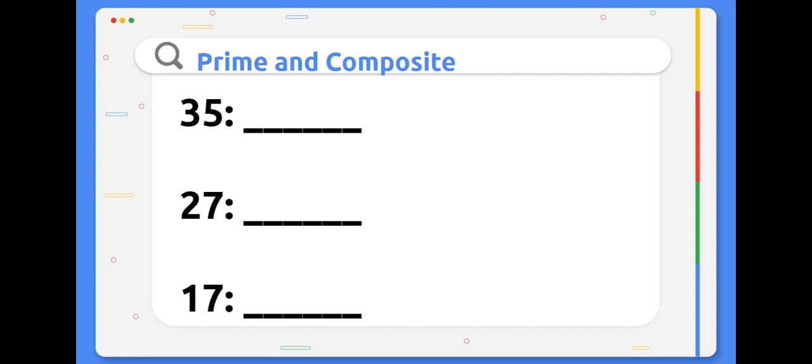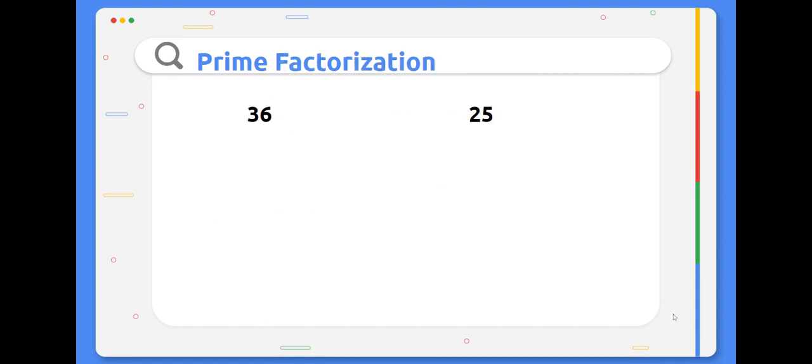So 35, well, I know 1 times 35 and 5 times 7, so that's a composite number. Okay, looking at 27, I know it's composite because I have 1 times 27 and 3 times 9. Now, 17 is prime because the only way I can make it is 1 times 17. It has 2 factors. Good job. Prime factorization. Go ahead and try this and then come back.